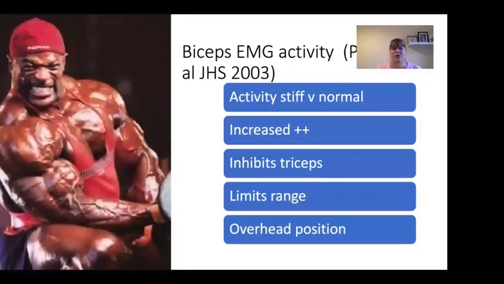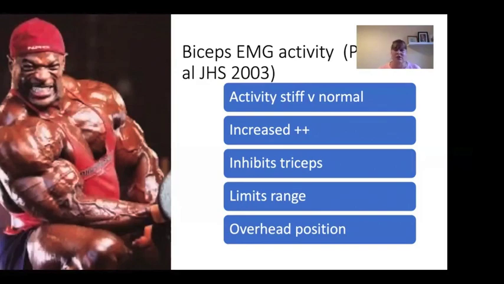So we know biceps EMG activity in the stiff elbow is markedly increased, and this has come from Page's study in the Journal of Hand Surgery in 2003, when you compare biceps EMG activity in a normal elbow. So that increased biceps activation is going to inhibit triceps, which is going to limit your range. Now, this is especially important if you put somebody in sitting or in the supine position with their arm down by the side. And it also is increased exponentially when you put a weight on somebody's hand as well.